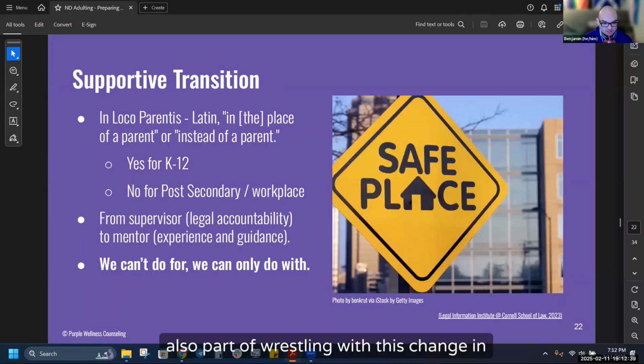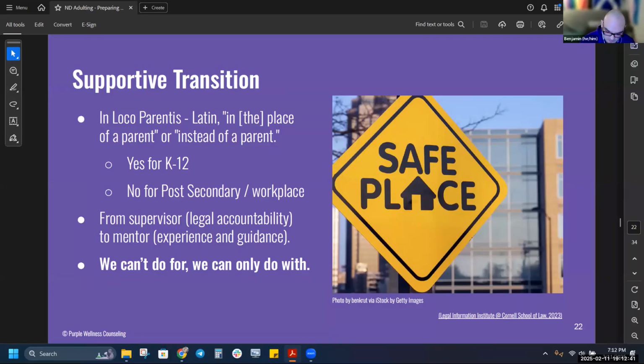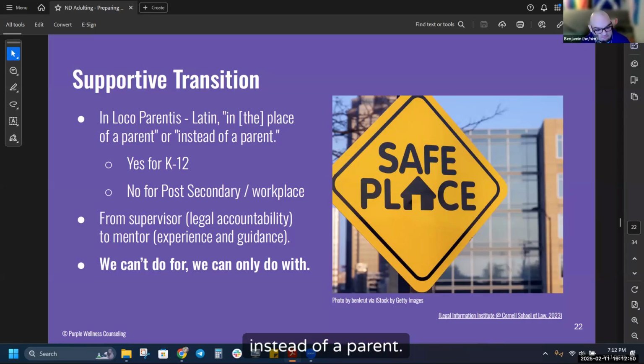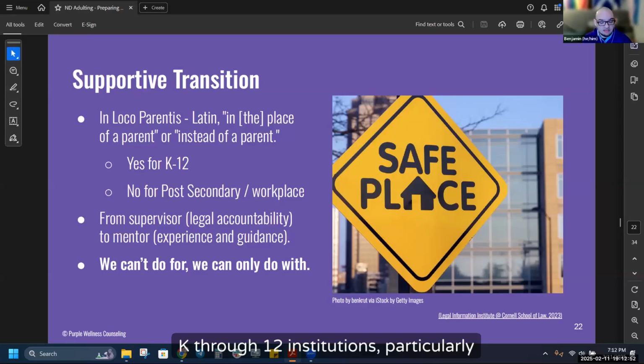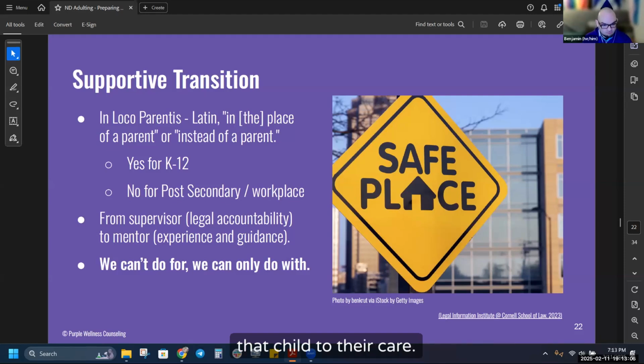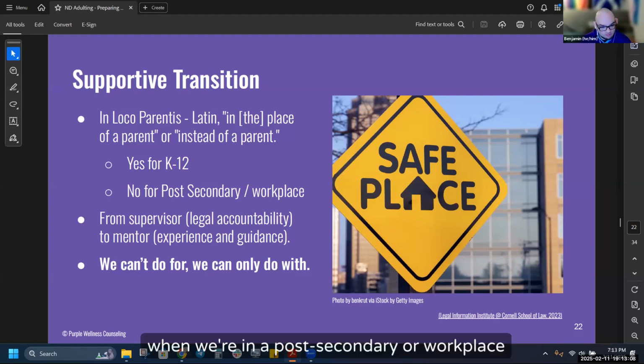Also, part of wrestling with this change in role. You may be familiar with a Latin term that shows up in the law called in loco parentis. What that means is in place of the parent or instead of a parent. K through 12 institutions, particularly publicly funded ones, that school is functioning in place of the parent when your child is at the school, right? So they have the same obligation to make sure your kid is safe that you do when you release that child to their care.